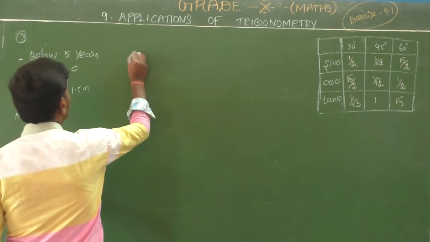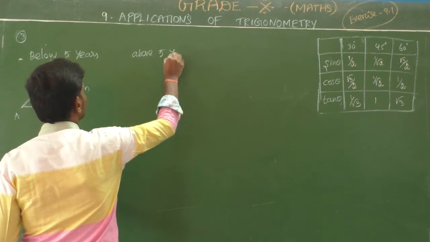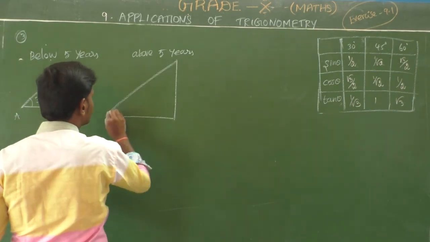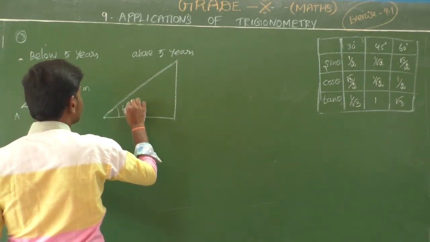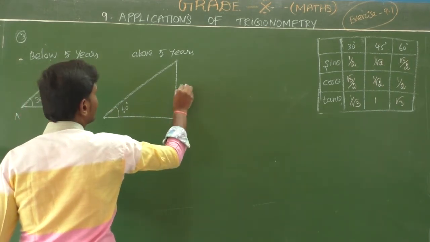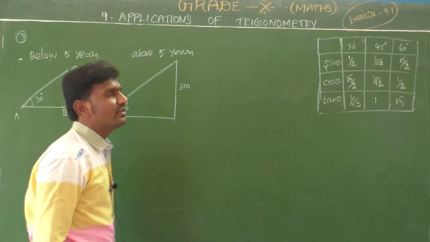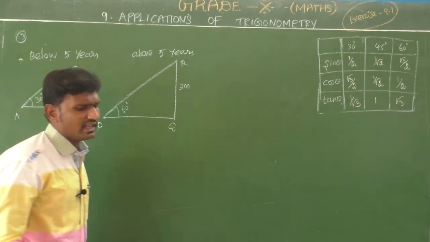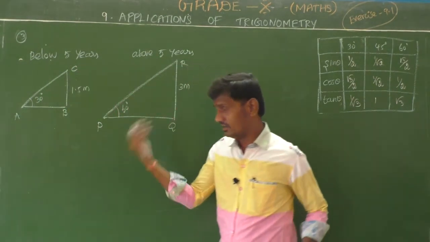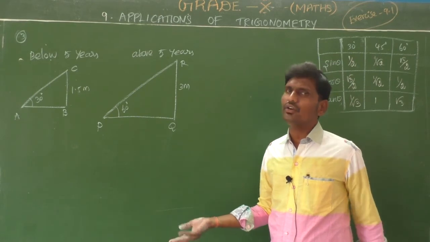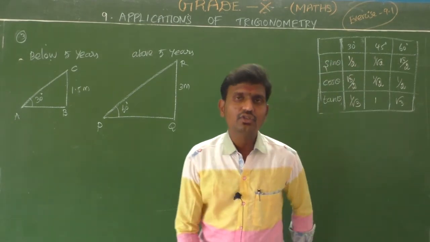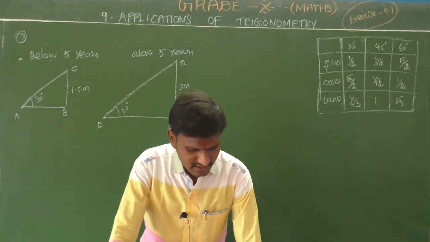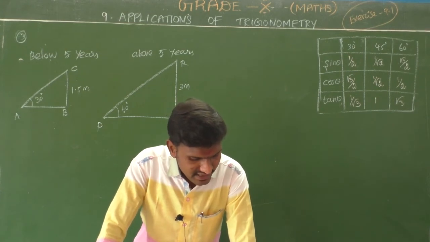children, meaning above 5 years, the contractor has to plan the slide like this. It makes an angle of 60 degrees and the height is 3 meter. Okay, so this is named PQR, or otherwise give your own names like DEF or LMN, anything. Okay, yes. So the 2 slides the contractor has to plan to build. So see what should be the length of the slide in each case.